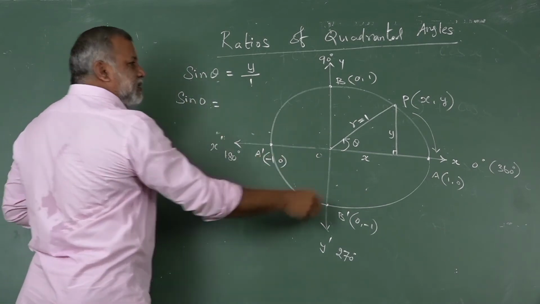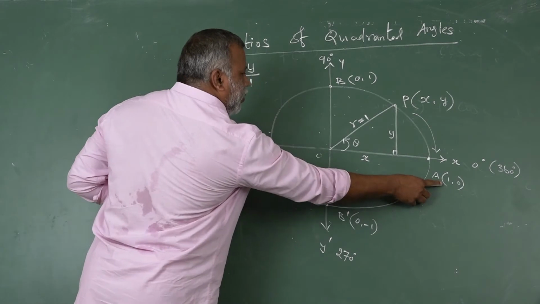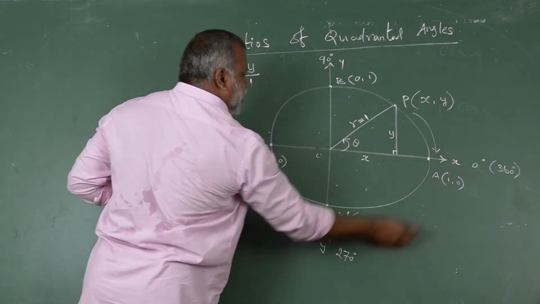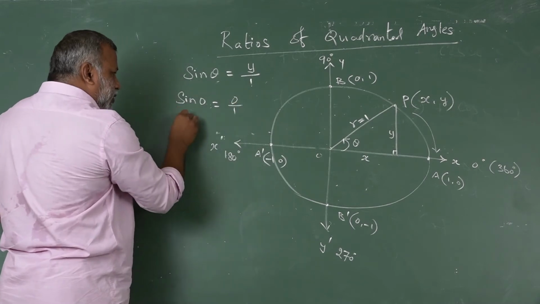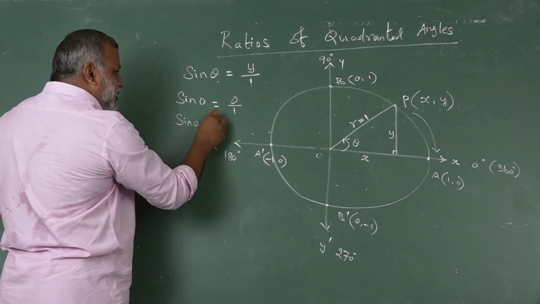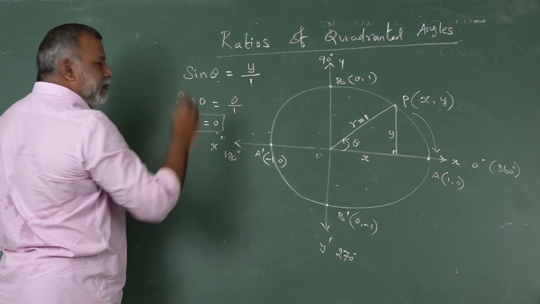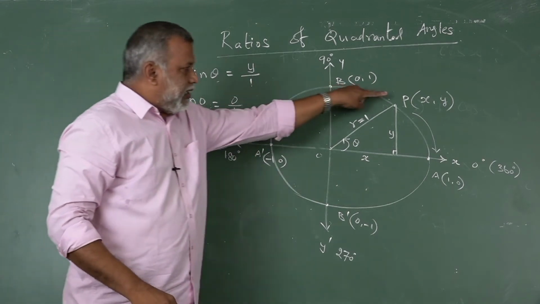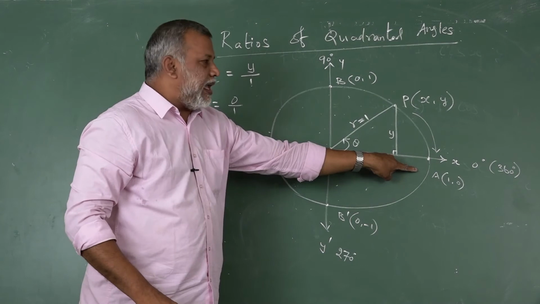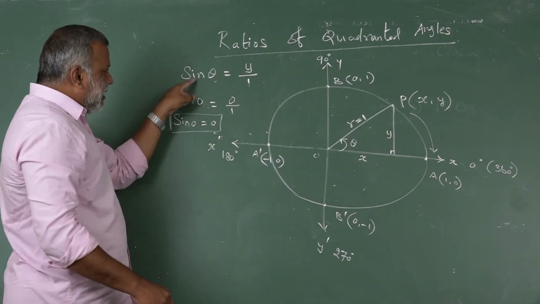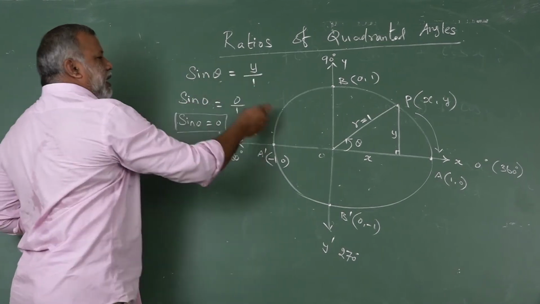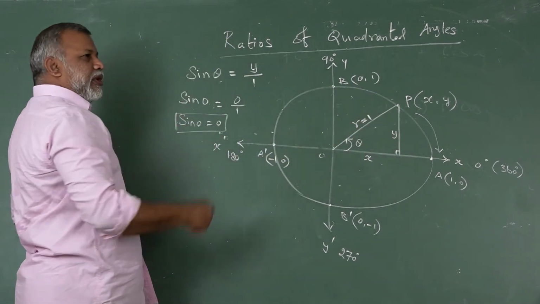Then what are the changes? See here x becomes 1, y becomes 0. Therefore y becomes 0, 0 by 1. Therefore we are using sin 0 equal to 0. Once I design this point P coincides with A, then theta becomes 0 degree. Therefore, in general, sin theta equal to opposite divided by hypotenuse.